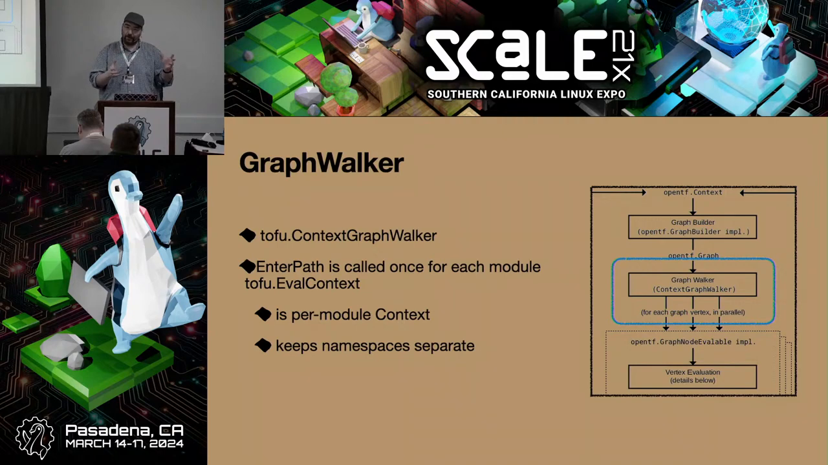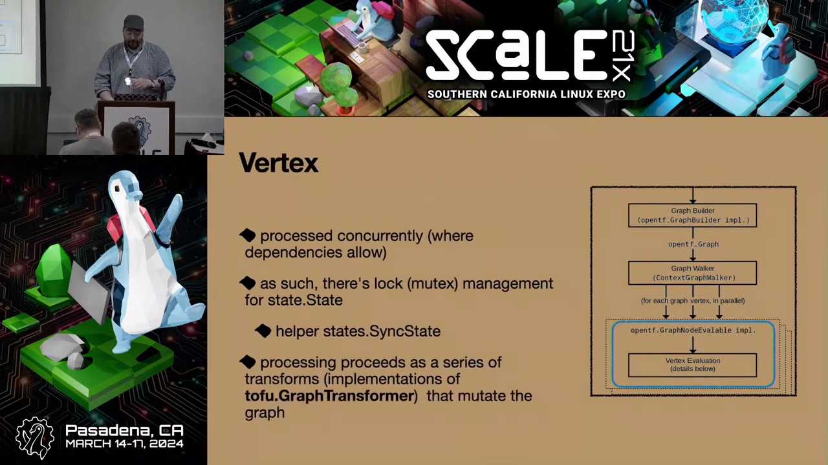Context is the entire execution environment for our code, but then as it comes across each module, it enters enter path and starts off that tofu eval context. And so now you've got, again, those per module environment variables separately namespaced. So again, a sub-environment, so it can't step on anyone else. It's pretty much doing the same thing. We've subdivided the problem. And then as we go across each vertex, it's going to try and do these concurrently where possible, but as it builds up, and its transformers later, there's going to be dependencies, so it will respect those.